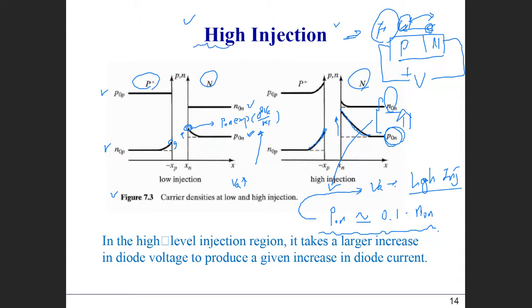So from this definition, you can calculate the exact applied voltage which induces high-level injection. For example, let's say in the N side you have a doping level N_D of 10^17. Then n_n0 will be close to 10^17. Now p_n0 you can calculate from n_i squared divided by N_D. So this is going to be 10^3.